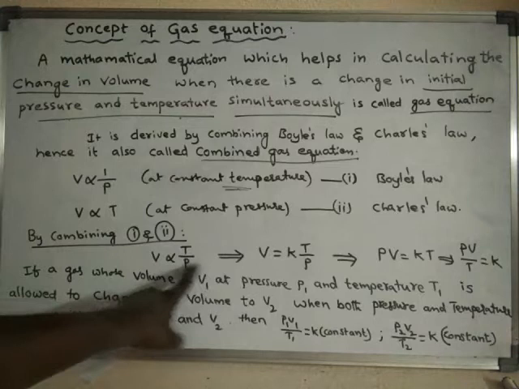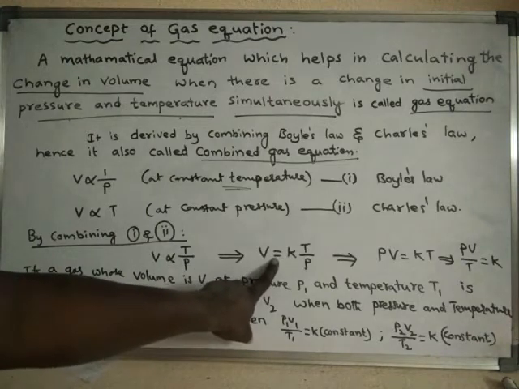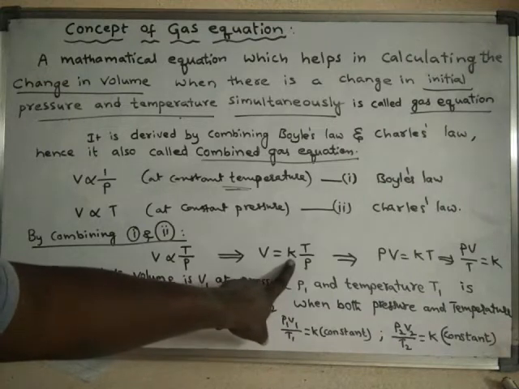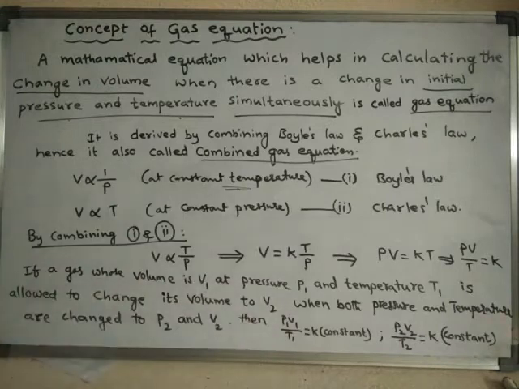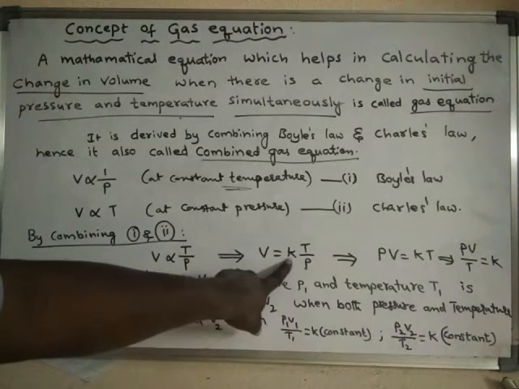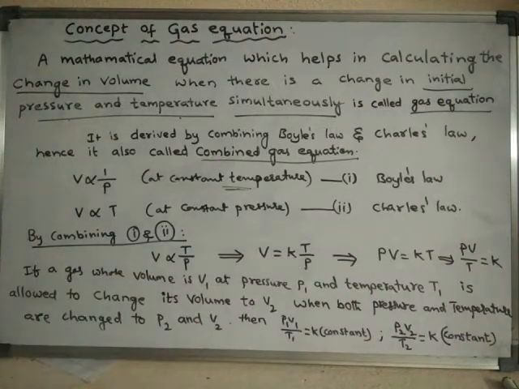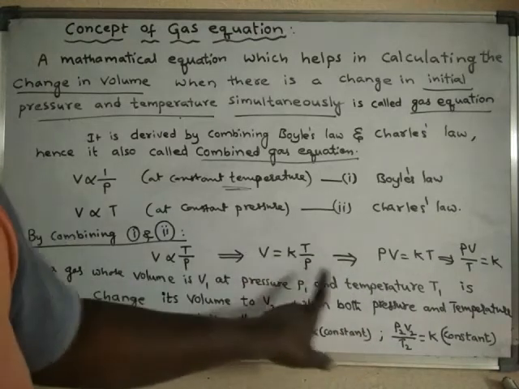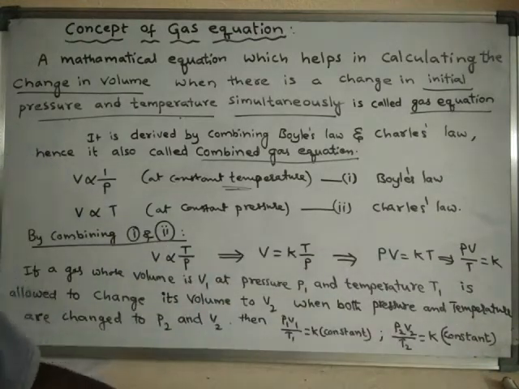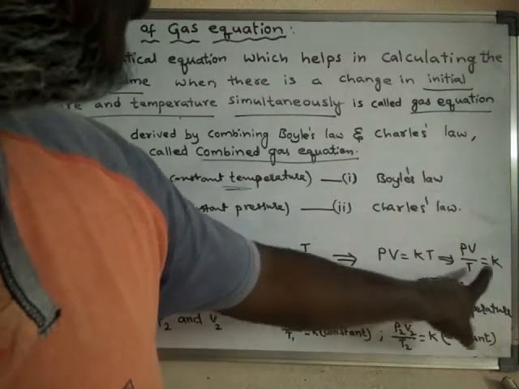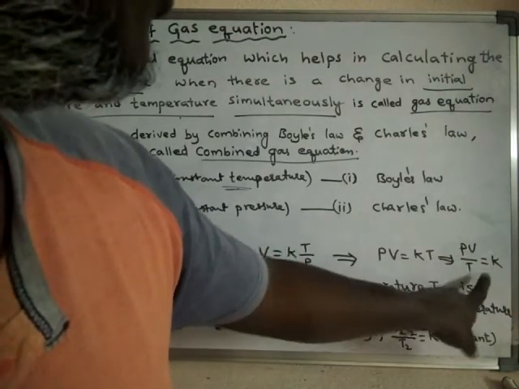The proportionality symbol is made into an equal symbol, and some constant k is introduced, called the proportionality constant. Then V, volume, will be equal to k times T by P. Upon rearranging, bring P to this side, therefore PV is equal to kT, or bring T to this side, then finally you get PV by T is equal to k. So PV by T is equal to a constant.